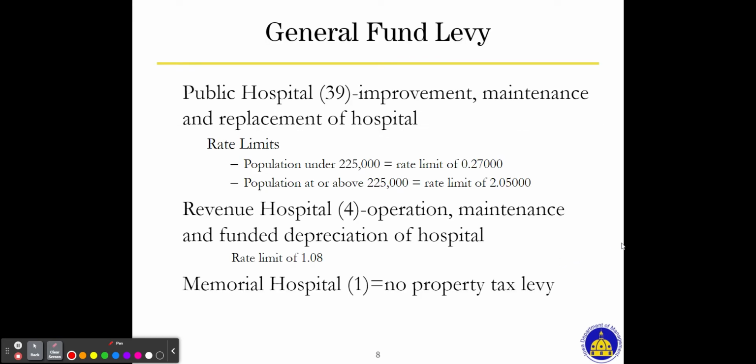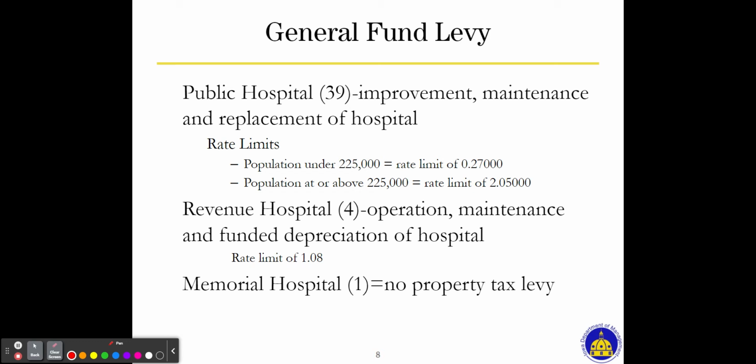This is, of course, your most general levy and a very important one. For public hospital type hospitals under the code, there are 39 of those, and the general fund is for improvement, maintenance, and replacement of the hospital. They are limited by rate. If the population is under 225,000, the rate limit is 27 cents. Population at or above 225,000, so this would be Polk County, Broadlawns, the rate limit is $2.05.